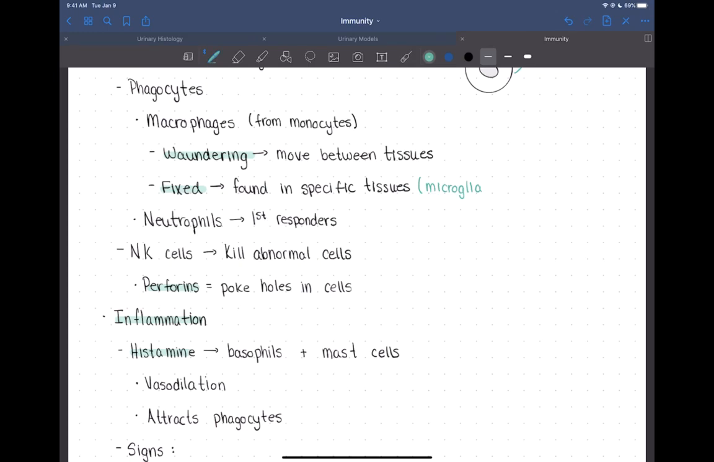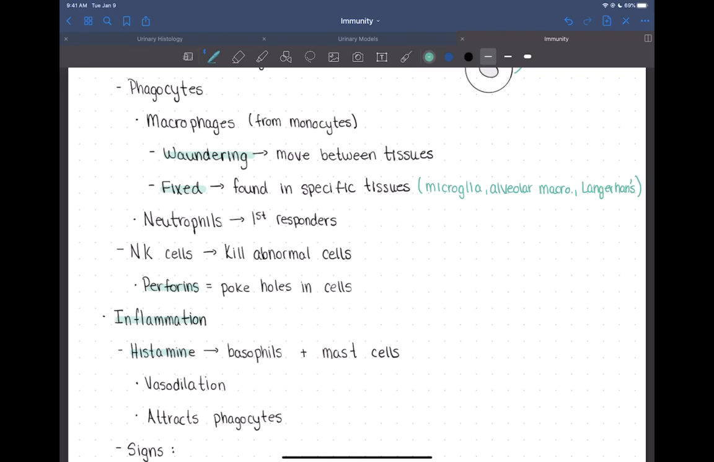We talked about the alveolar macrophages in the lungs, all right? You also talked about Langerhans cells in the skin, or dendritic cells, just depending on what you call them, that are also macrophages, okay? So these are fixed because they stay in that specific tissue. Also, osteoclasts in bone would be an example of this as well, all right?